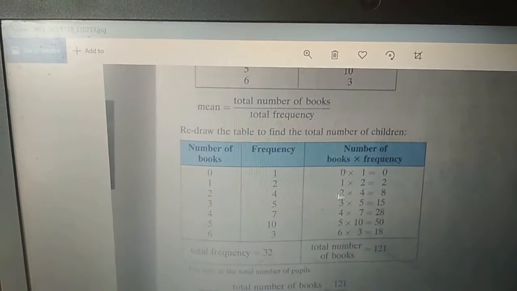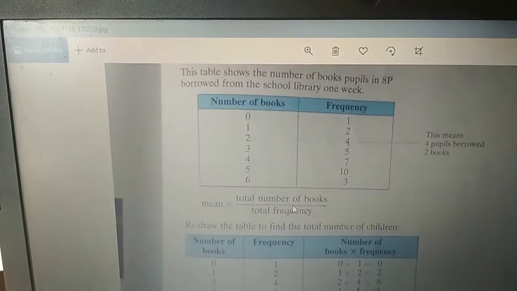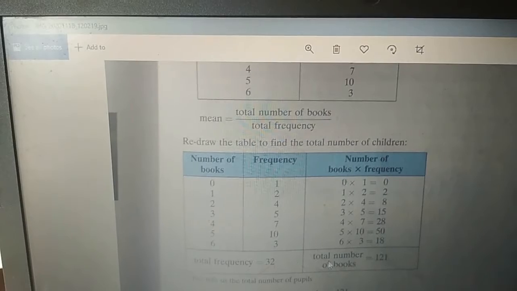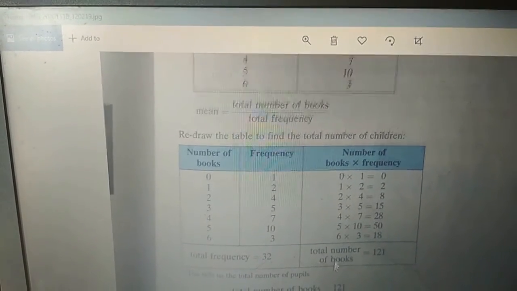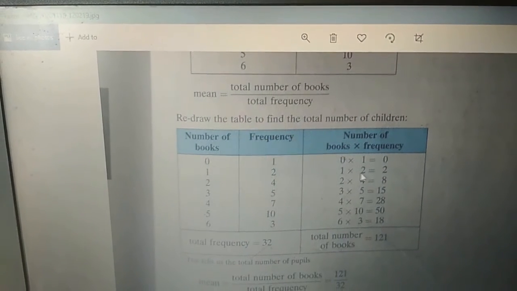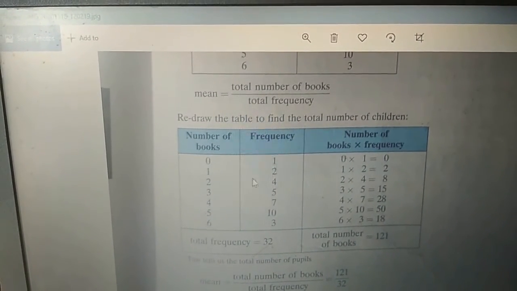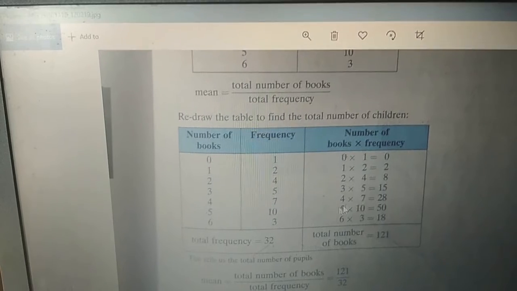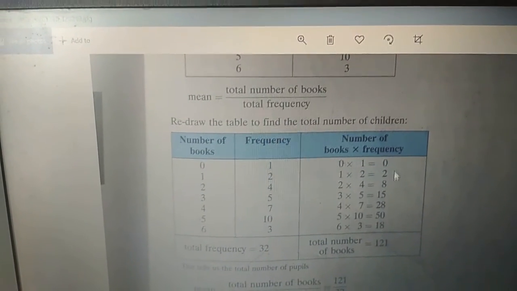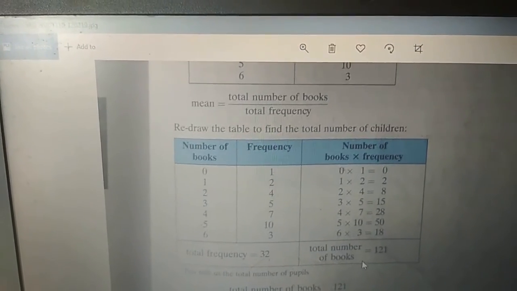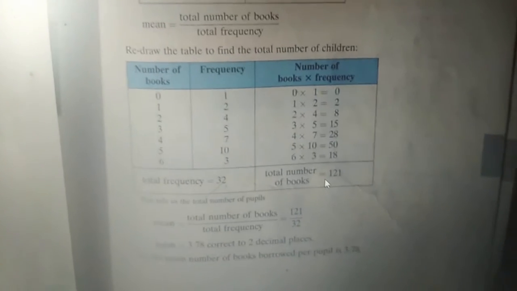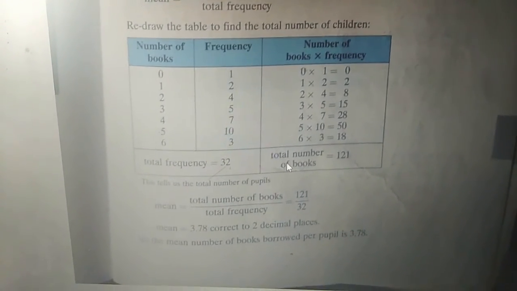If we multiply the number of books with the frequency, we find the total number of books. Simple: 0 into 1, 1 into 2, and so on. Just do the normal multiplication between these two columns of numbers. After the multiplication we get a set of values, and we just add them. So here the total number of books is 121. We got the total number of books.